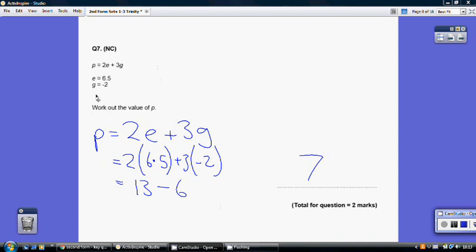Question 7. So we're told that P equals 2E plus 3G. So that's 2 times whatever E is plus 3 times whatever G is. Now we're told that E equals 6.5 and G equals minus 2. So we've simply got to substitute these in. We've got to replace these letters with these numbers. So 2 times E is 2 times 6.5, which is 13. And then we add on to that 3 times G, which is 3 times minus 2, which is minus 6. So 13 added together with minus 6, or in other words, 13 minus 6, is 7.